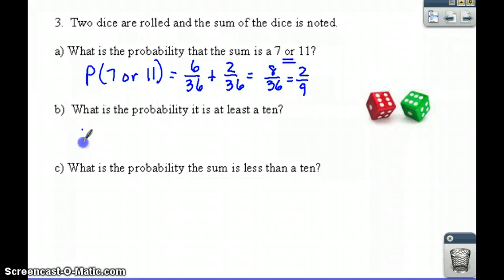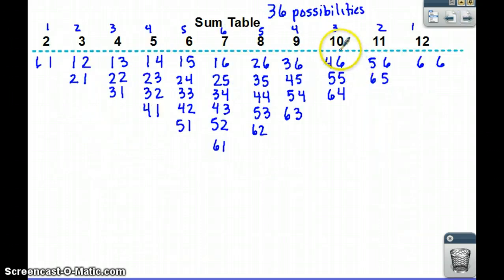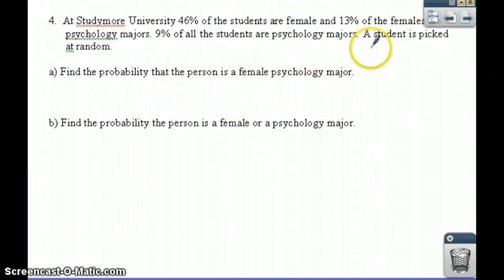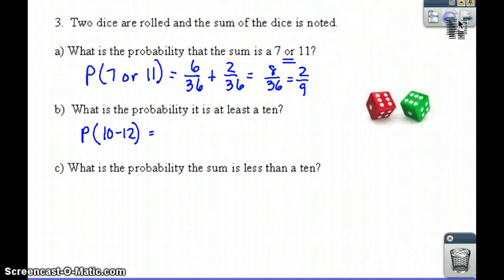What's the probability that it is at least a 10? Well, at least a 10 means it's a 10, anywhere from a 10 to a 12 for the sum. Let's see here. There's 3 possibilities here. 2 for the 11, 1 for the 12, so there's 6 total possibilities. 6 out of the 36 times, or 1 out of 6, I'm going to roll at least a 10.